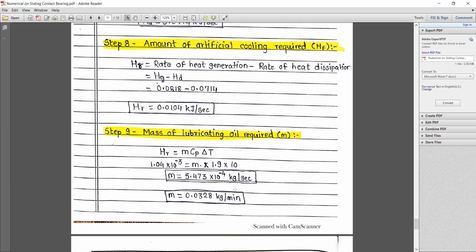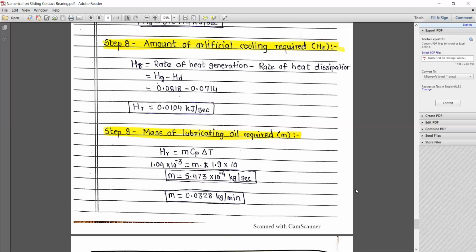HR, the value is known, that is how much heat we have to carry, the excess heat that has to be removed. That is 1.04 into 10 raised to minus 3 is equal to m into 1.9, that is the value of Cp, into delta T, which is given, that is 10. So this equation we are using for the second condition.